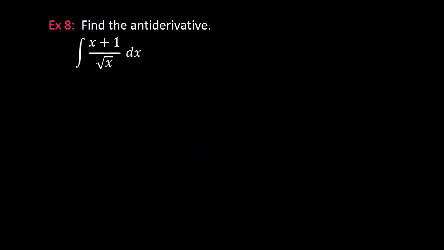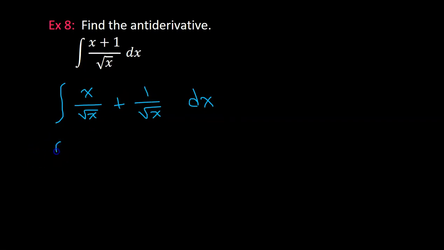As we find the antiderivative for example 8, the best thing to do would be to rewrite the problem so that we will divide the x and the 1 individually by the square root of x. So this would be the same thing as having x over the square root of x plus 1 over the square root of x. So let's rewrite each one of these fractions.